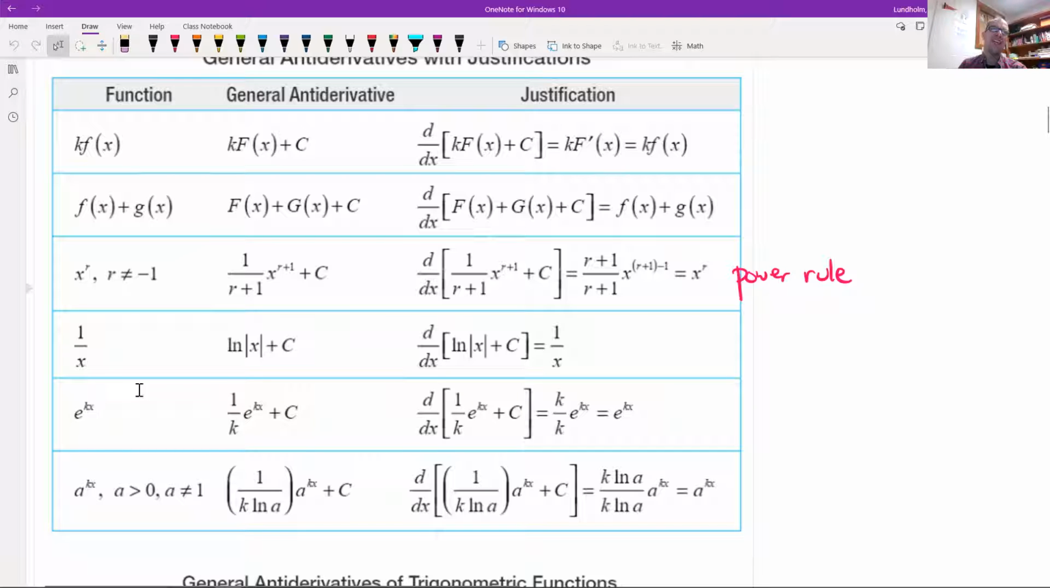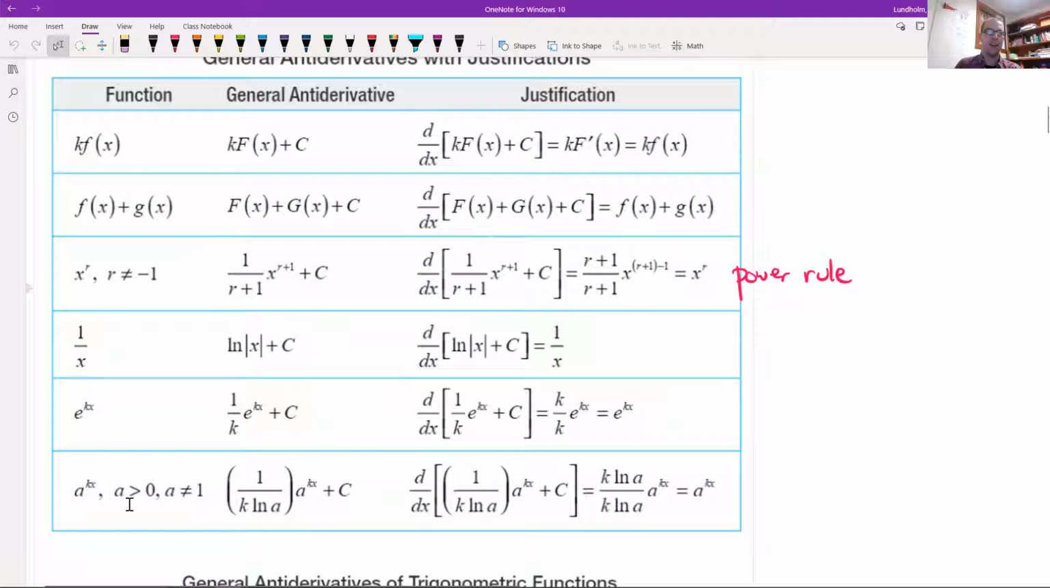Here we've got e to the kx. So on this one, we get our first experience with the chain rule a little bit, because we've got that k up in the exponent. And so 1 over k is coming out, again, because we're undoing the chain rule. Normally, if you were just doing the chain rule, you'd get k times e to the kx. But undoing the chain rule means that we get a factor of 1 over k.